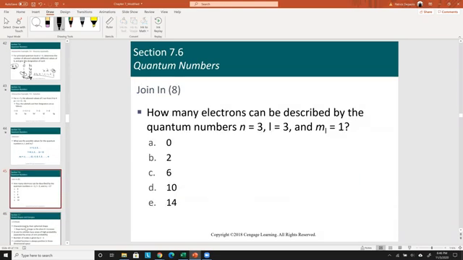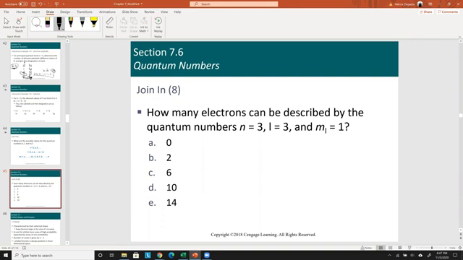We'll do this one. How many electrons can be described by the quantum numbers n equals 3, L equals 3, and ML equals 1? They don't have MS here, but just assume that it's either spinning up or spinning down. Wait, so wouldn't it just be 0 since you can't have n equals 3 and L equals 3? Perfect. Good. It would be 0.